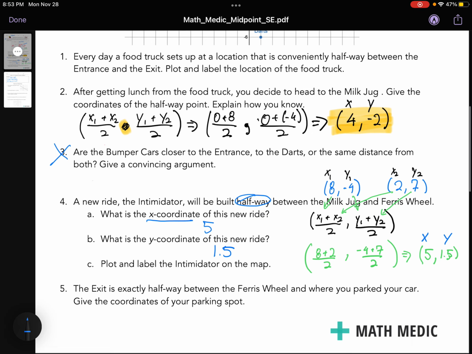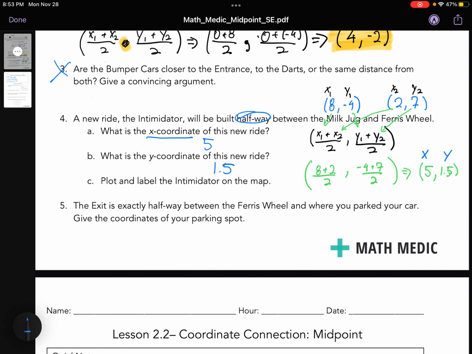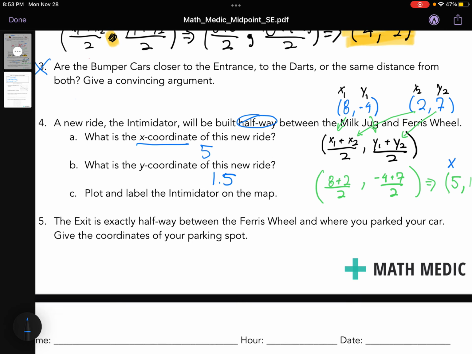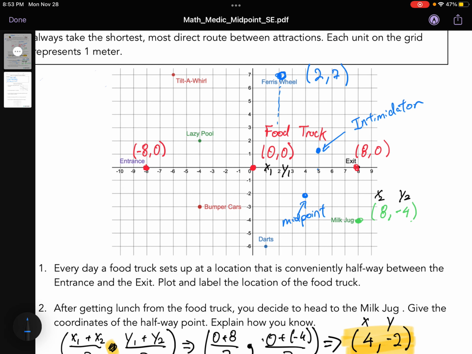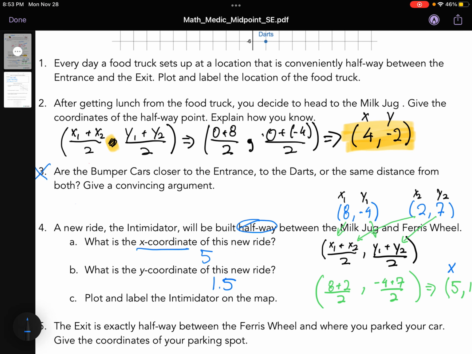Perfect. Last question. I highly suggest you pay attention to this one. Number 5. The exit is exactly halfway between the Ferris wheel and where you parked your car. Give the coordinates of your parking spots. So, one more time. Let me read that one more time. The exit is exactly halfway between the Ferris wheel and where you parked your car.